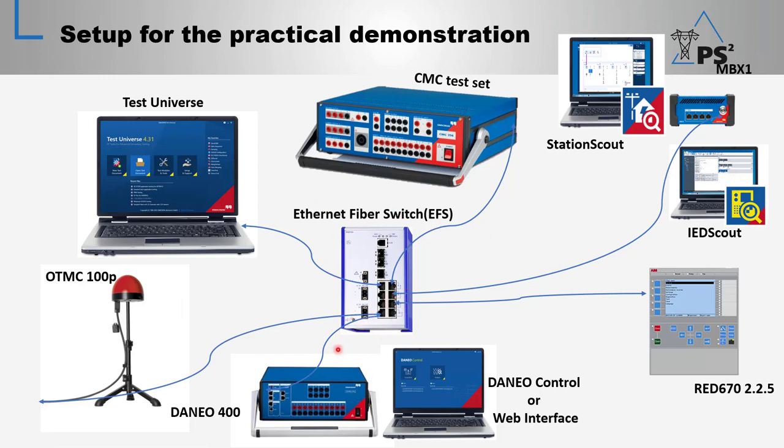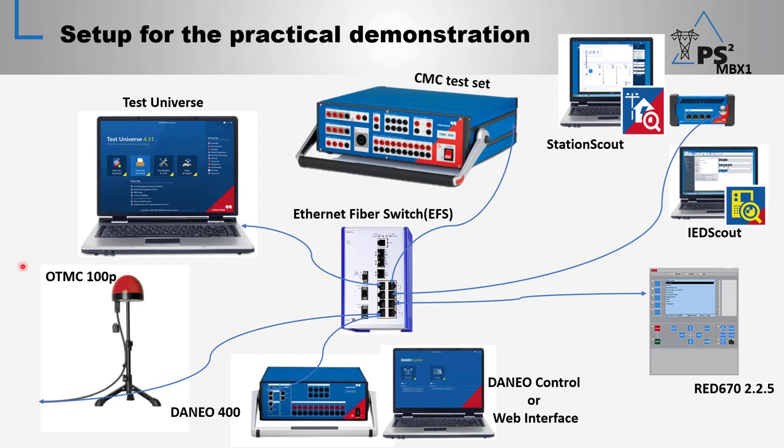And we have the DANEO 400, which is a multimeter within the setup to measure the network signals that are published over the network, the sample value streams, and for validation of the sample value control block and time server in this small example. And we have the IEDScout to discover the IED under test, and we can execute control commands. Also, we can pull the COMTRADE files to visualize the tripping information over MMS.